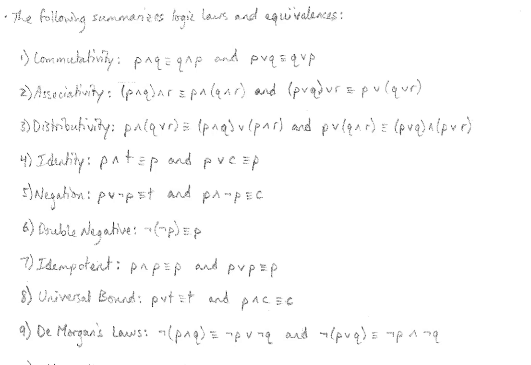Property number 2, associativity. As long as you are doing two disjunctions or two conjunctions within the same statement, then the order does not matter.